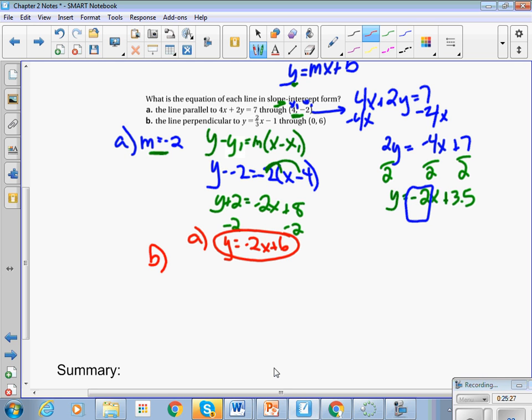Okay, we're going to do the same thing with B, and thank goodness B is already written in slope-intercept form. So if I have y equals 2/3 x minus 1, what is the slope of this line? Y equals 2/3 x minus 1. Yeah, so the slope of my original line is 2/3. So the slope of my new line is going to be the negative reciprocal of that.